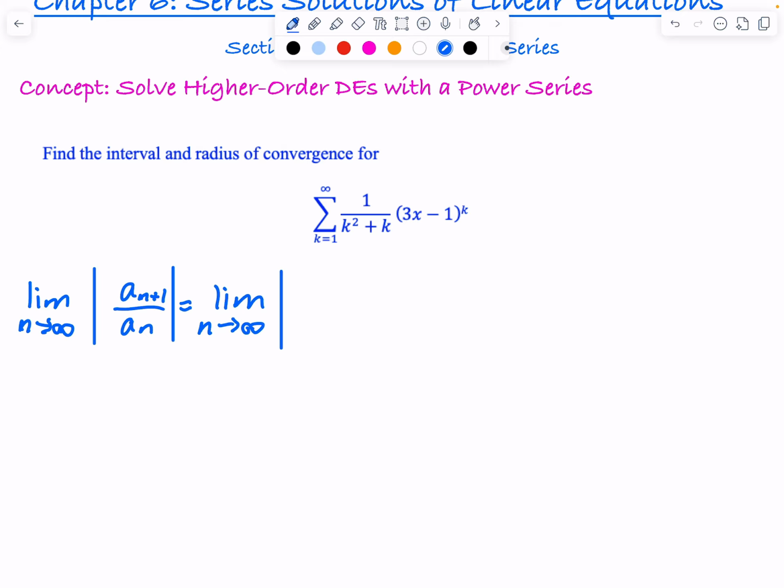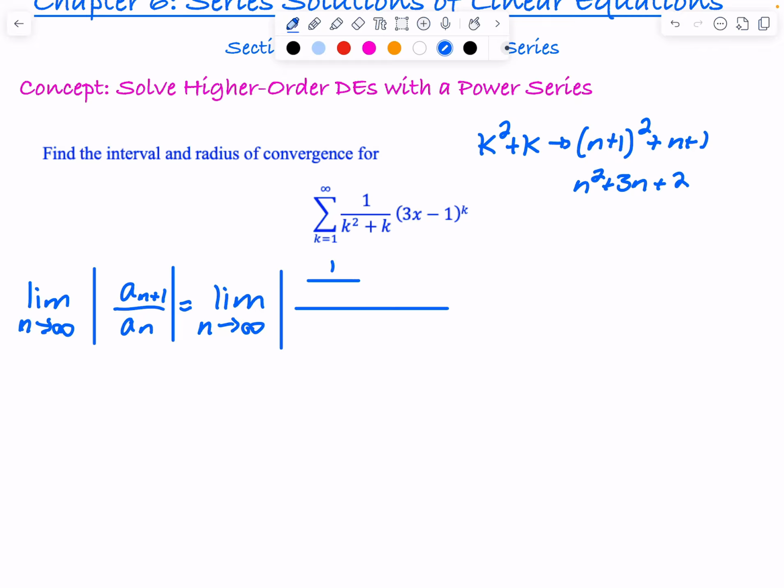And then I'm going to do some things over here. I'm going to take k squared plus k, and plug in n plus 1 squared plus n plus 1. That's going to end up being n squared plus 3n plus 2. I know here on top, I didn't want to rewrite everything that many times. I get 1 over n squared plus 3n plus 2, and then that's going to be times 3x minus 1 to the n plus 1.